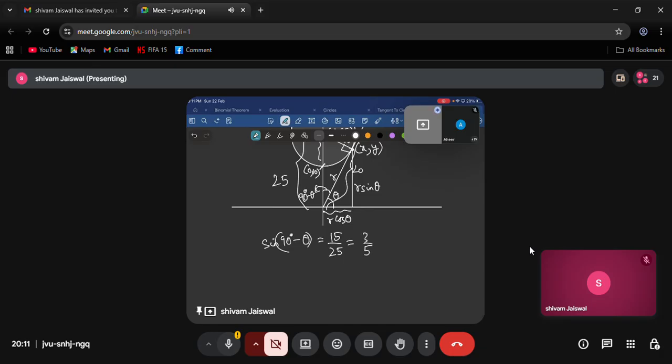3 by 5. So cos theta is equal to 3 by 5. And what is sin theta? Sin theta is equal to 4 by 5.